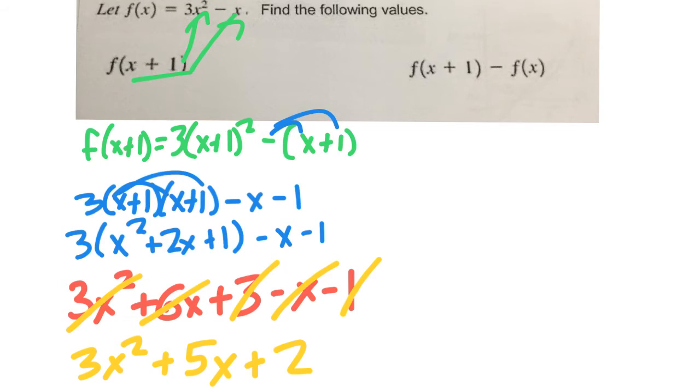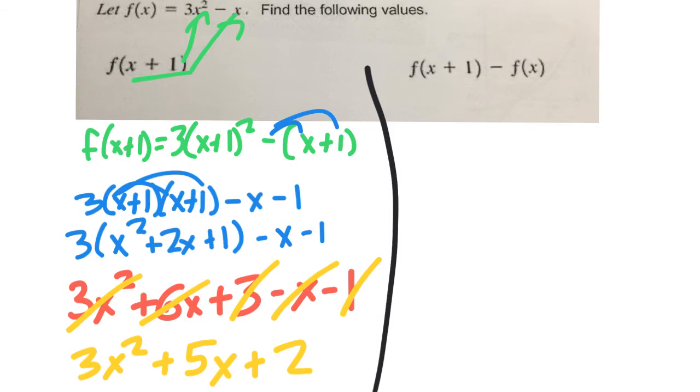And none of those are like terms, so I can't combine anything else. So I have found f of x plus 1. Now the next thing it wants me to do is find f of x plus 1, but then subtract all of f of x. Well, I already know what f of x plus 1 is. I just did all the work, so there's no reason to do all that work again.